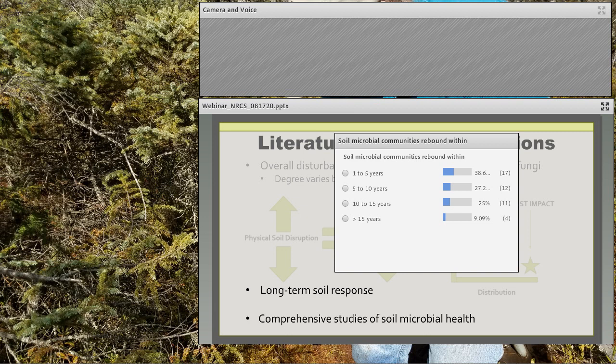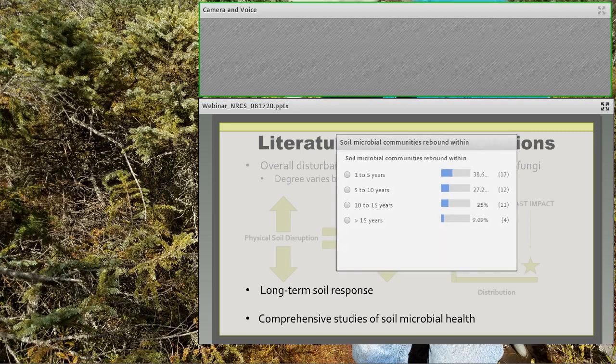So it looks like we have 38.6% said 1 to 5 years, 27.2% said 5 to 10 years, 25% said 10 to 15 years, and 9% said greater than 15. The correct answer is 5 to 10 years, but obviously this can be very variable depending upon the severity of the disturbance and other such properties that are individual to the stand.